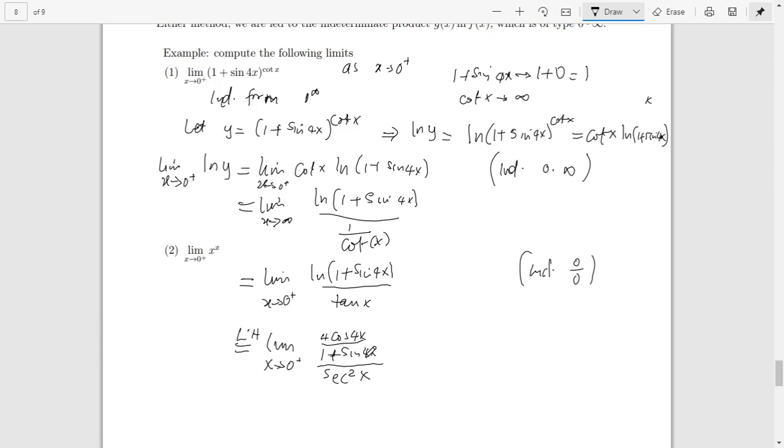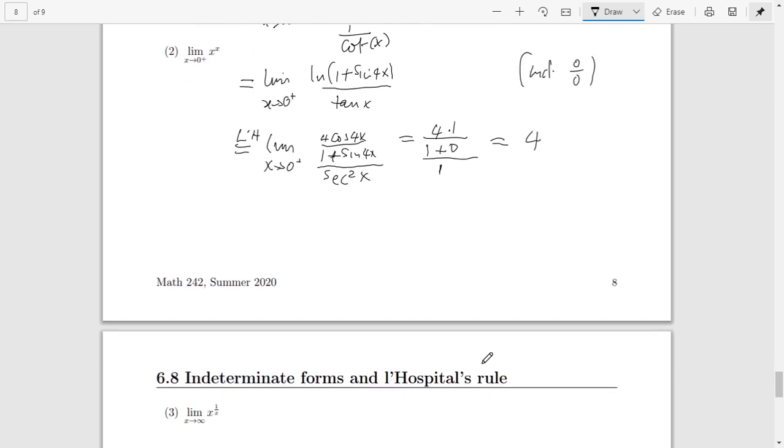I'm going to get 1 plus 0. Cosine of 4x will be 1. This will be 4. The limit of cosine of 4x as x tends to 0 is 1, all over 1 plus the limit of sine 4x as x tends to 0, which is 0, all divided by the limit of secant squared as x tends to 0, which is 1. So if you simplify this, you're going to get 4. So that tells me, therefore, that the limit of the natural log of y is equal to 4.